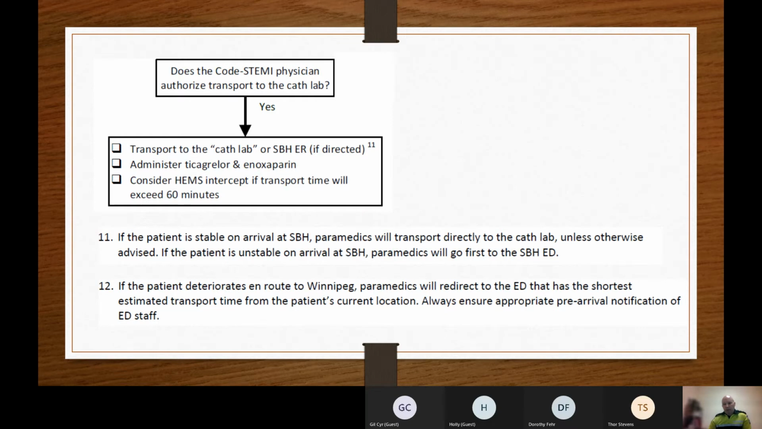So you call the code STEMI physician, they ask you to send a picture. So you take a picture with your cell phone, you text it to the cardiologist, they take a look at it.